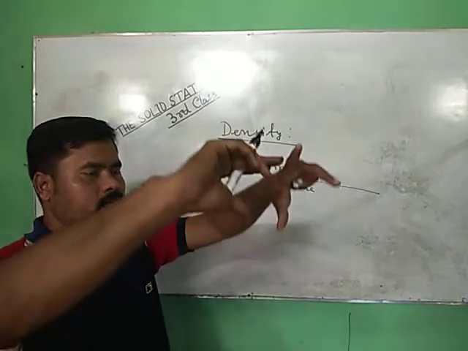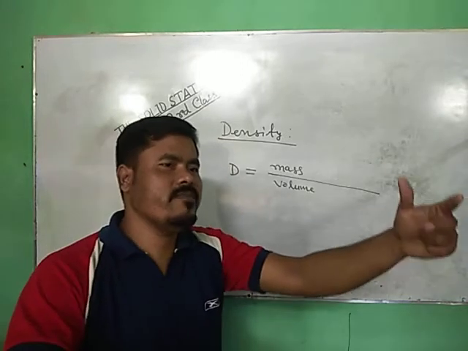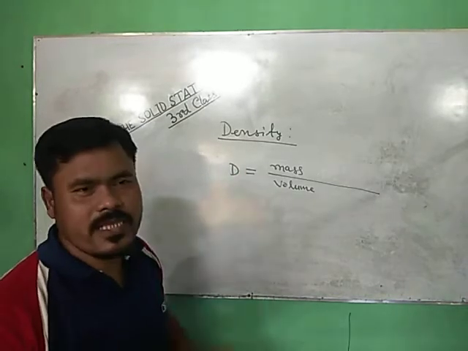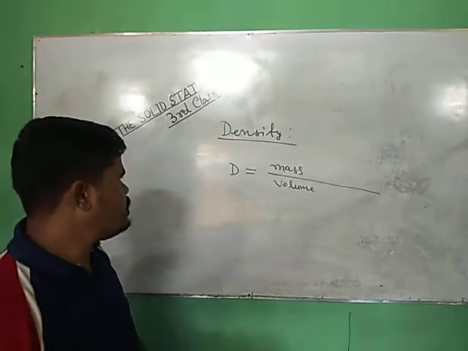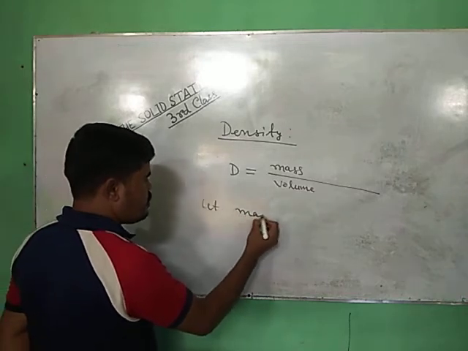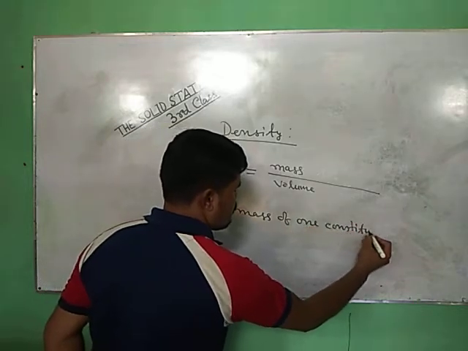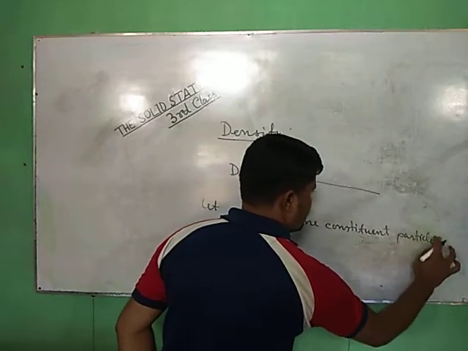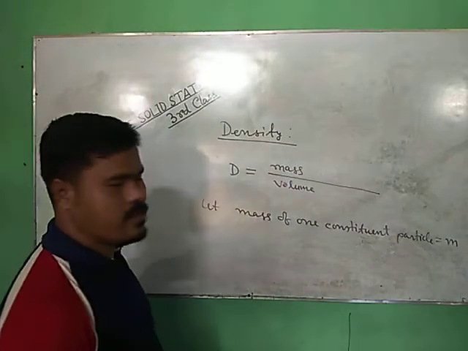For this, you can consider only the unit cell, because the unit cell contains all the symmetric characteristics of the crystalline solid. So to calculate the density of a crystalline solid, we have to consider the unit cell only. Let the mass of one constituent particle be small m.